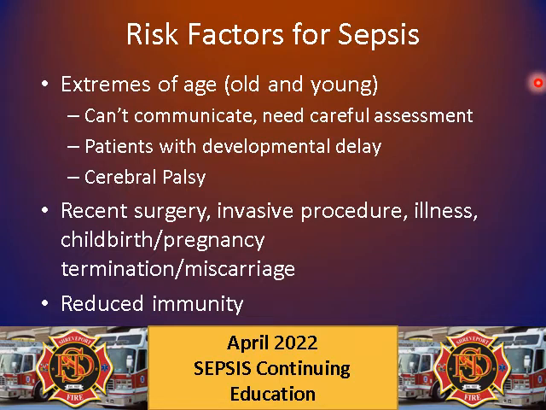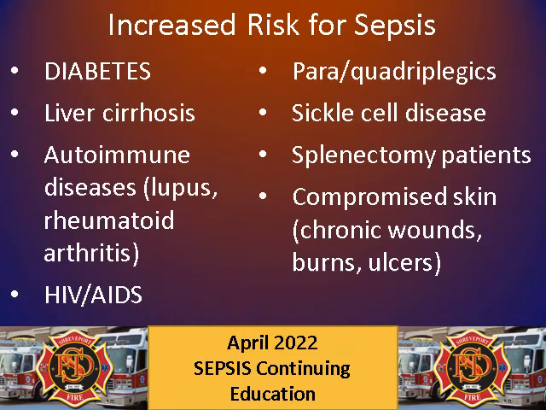So what are the risk factors? There are a lot of them. Extremes of age, very old, very young, people who are not going to be able to take care of themselves, not cleaning themselves, someone who's not able to move, recent surgery, procedures, illnesses, childbirth, any type of termination, or you could have retained products of conception or miscarriage, reduced immunity, diabetes. You could have that with HIV/AIDS, cancer patients. Diabetes, like I said, I'll keep on telling you over and over again, diabetes increases your risk for infections, as we all know.